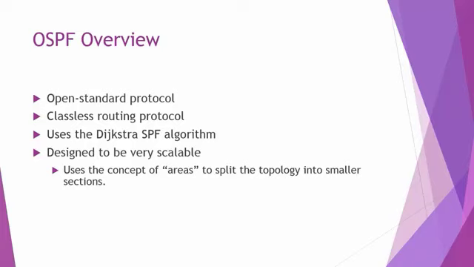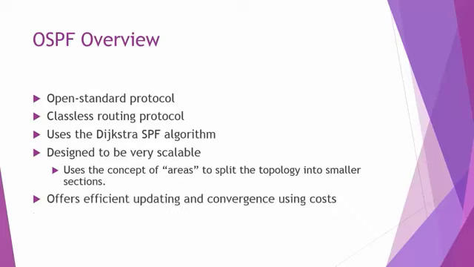OSPF generally does not converge as fast as EIGRP, but it does offer efficient updating and convergence, as it takes bandwidth into consideration when calculating route metrics, or what OSPF considers costs. A higher bandwidth generates a lower cost, and lower costs are preferred in OSPF. OSPF supports authentication and is very extensible, meaning that the protocol can be modified in the future to handle other forms of traffic.